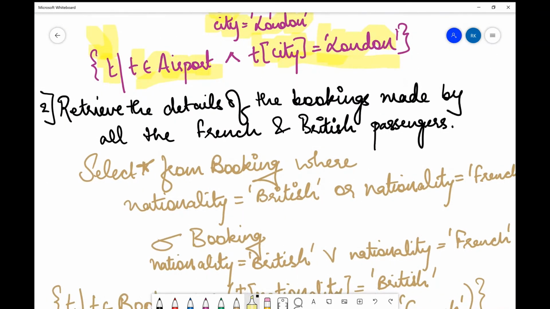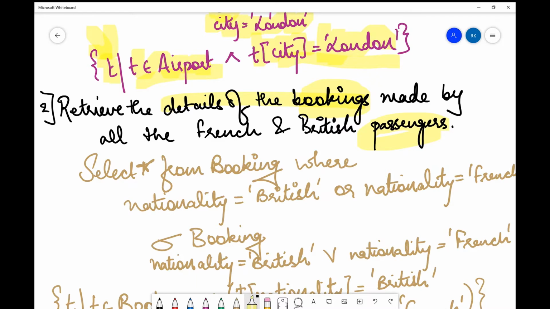The second one says retrieve the details of bookings made by all the French and British passengers. Now focus on the details required over here. The details are required about the bookings and about whom? About the passengers. Okay, so details, but what kind of details are required? The details are required only about the bookings and not about the details of passengers.